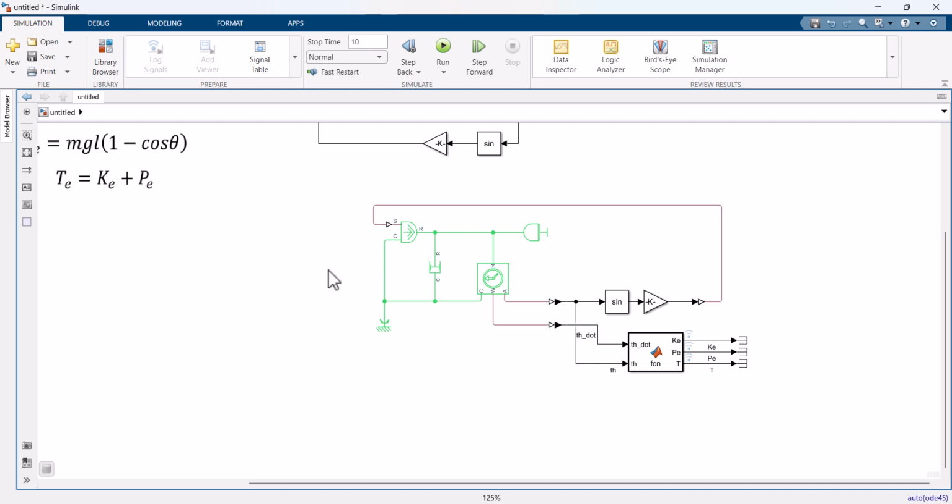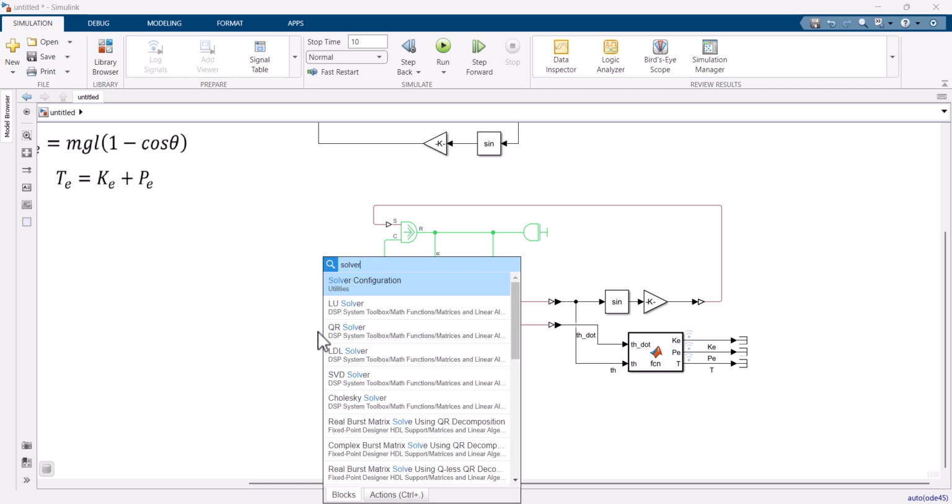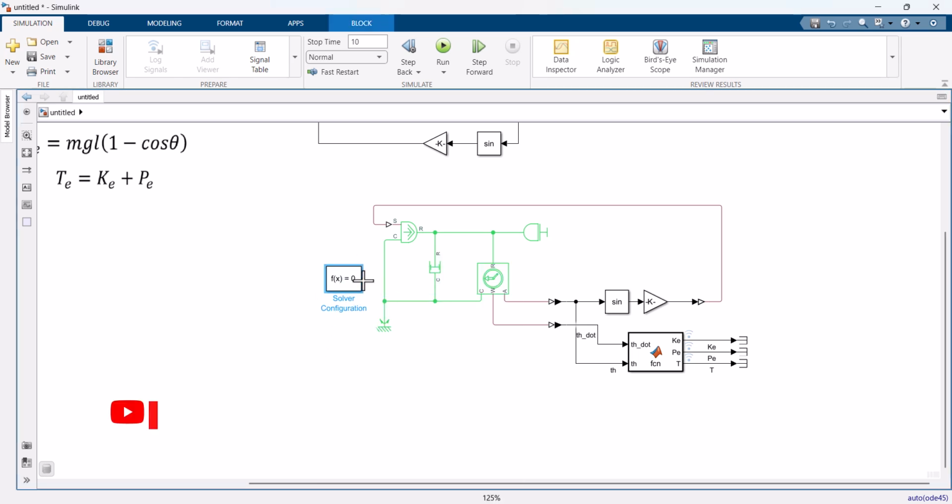Okay, to run this thing, you always have to attach a solver configuration block with the Simscape model. You can attach it anywhere. So I've attached it over here. You can attach it over here or anywhere else. Okay, before running, I'm not logging this signal, but let me log it as well. So now I'm logging this theta signal and these energies.